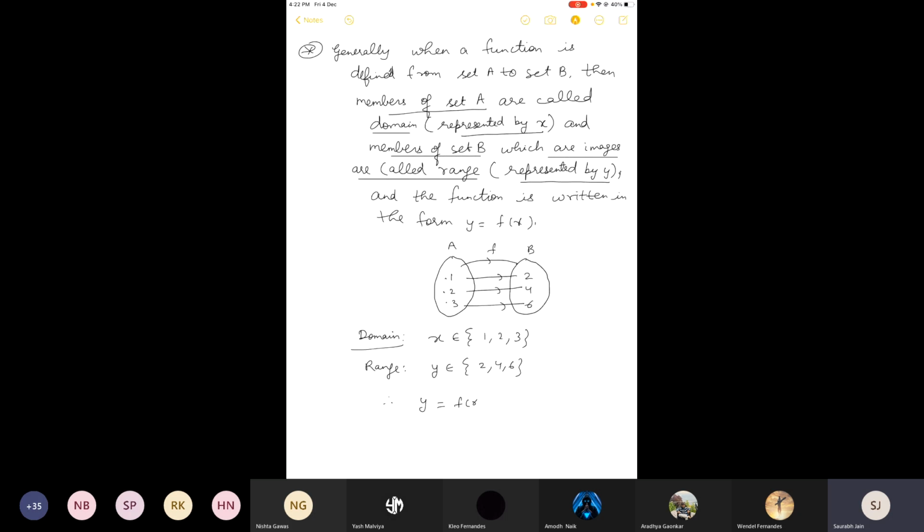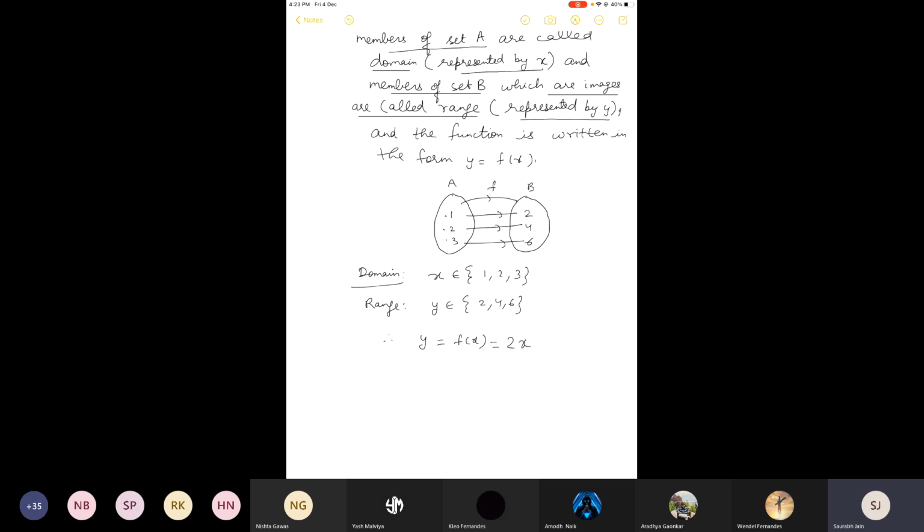Now I have a question for you. Can anyone tell me from this mapping diagram what is the relation between y and x? It is very simple to identify. What is the relation between y and x here? Multiplied by 2? Sorry, can you repeat? Into 2. Yes, correct. Very simple. So y is f(x) equal to 2x. That means whatever x is there, the output is twice of it. So it is very easy to observe from the given mapping.